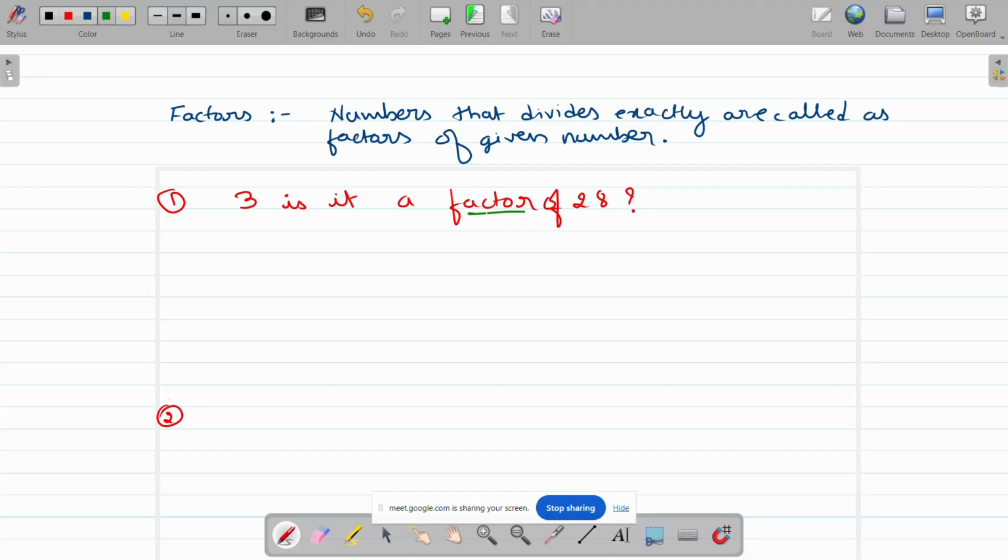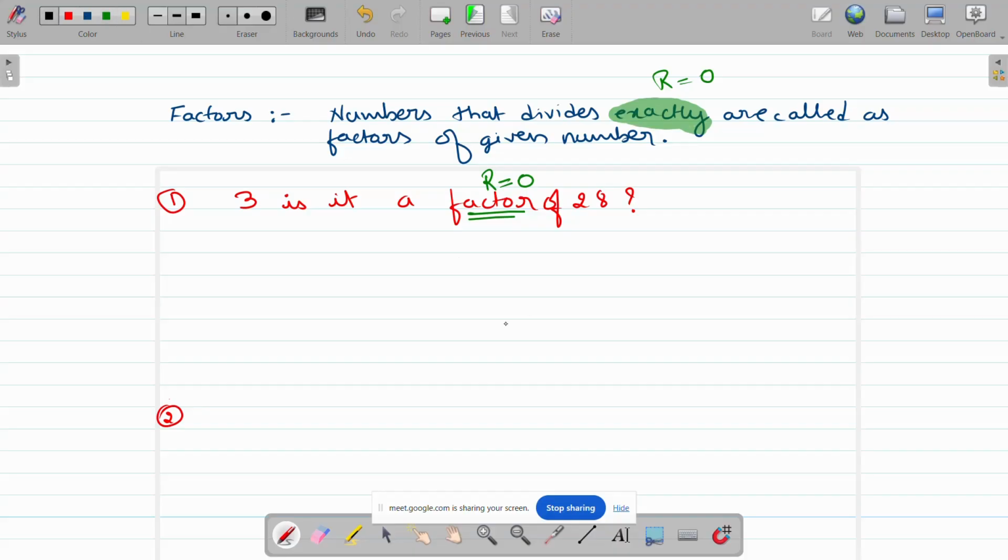Because the word factor means it has to divide the number in such a way that it should not leave any remainder. The remainder should be equal to 0. Only then will we call that the number divides exactly, and only then will we call it a factor of the number. The word exactly you have to remember here. I have already explained that exactly means the remainder should be equal to 0.